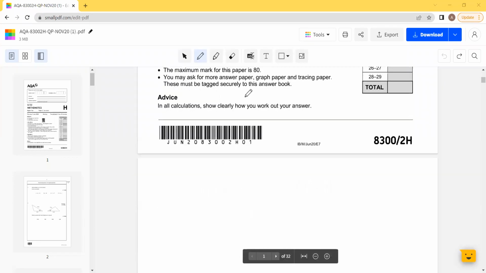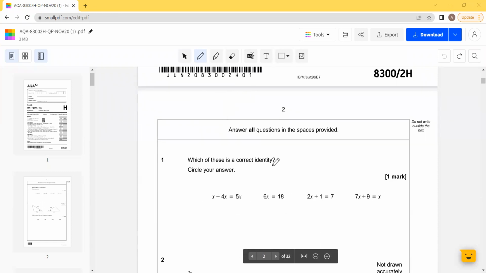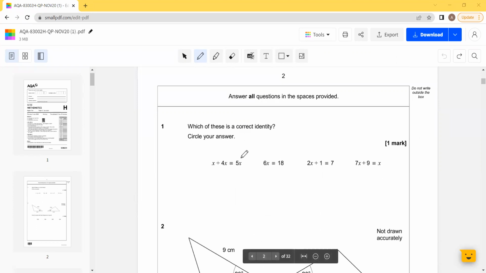Okay, let's begin. Question 1. Which of these is a correct identity? Circle your answer. Okay, so straight away you can just circle x plus 4x is identical to 5x because all the other ones are wrong.